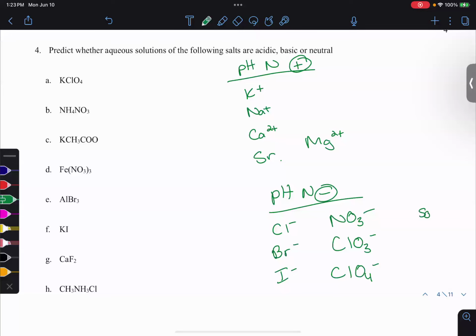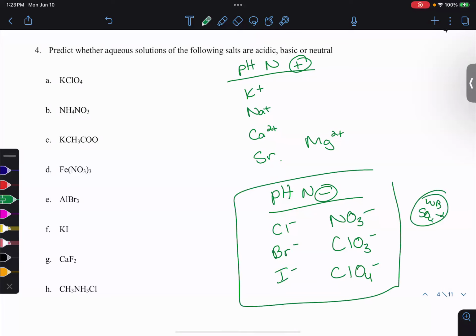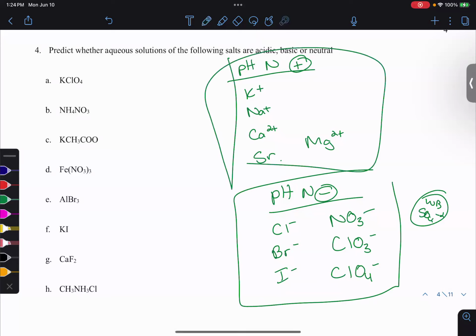Because you might think sulfate, but this is actually a weak base. So that's the exception. So those are your pH neutral anions. If those show up in any formula, all it means is you can ignore it. It's pH neutral. You ignore it, right? Any of these. So that means KClO4, both of these are one of the pH neutral ones. So this is going to be pH neutral. It's going to be pH 7.